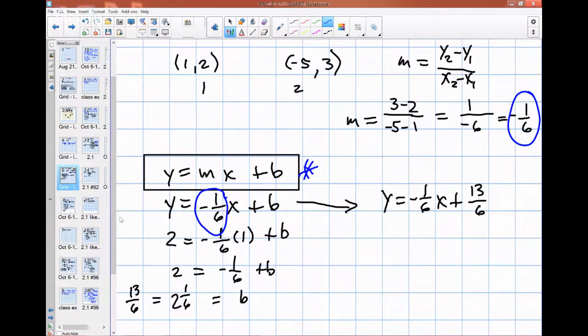So I picked the first point here, plugged in the 2 for y and the 1 for x. And then you do a little bit of math and you can solve for b. Once you know b, you can write the entire equation. So that's one of the activities that's very important today.